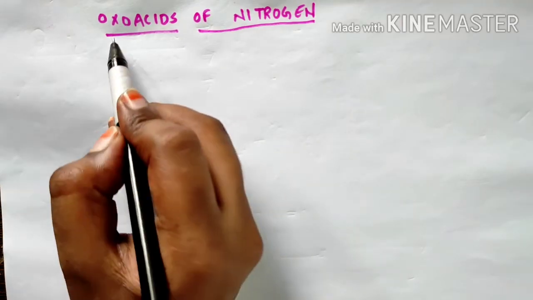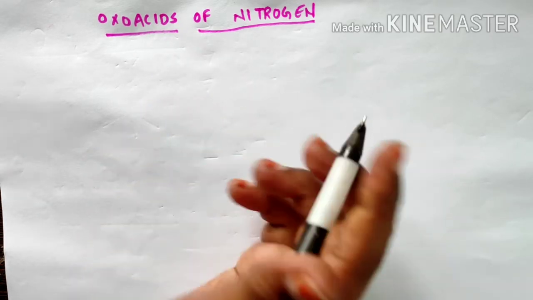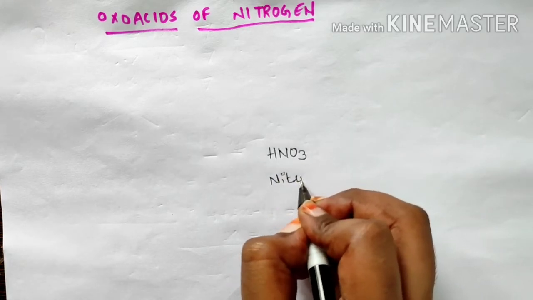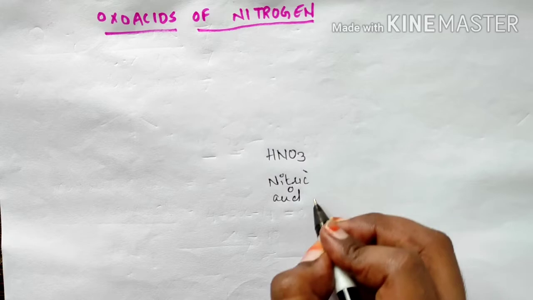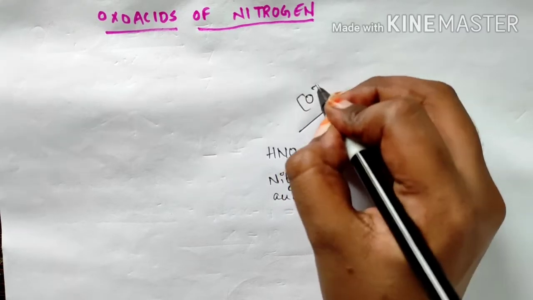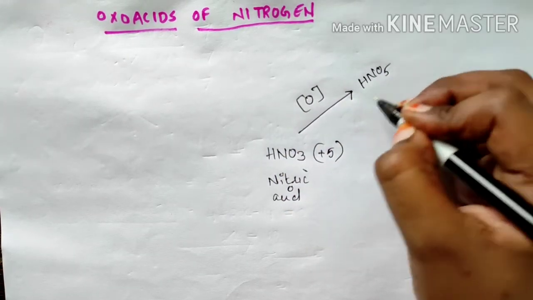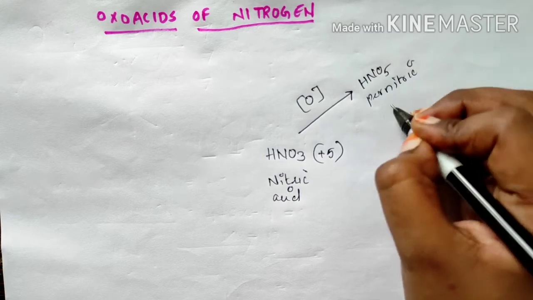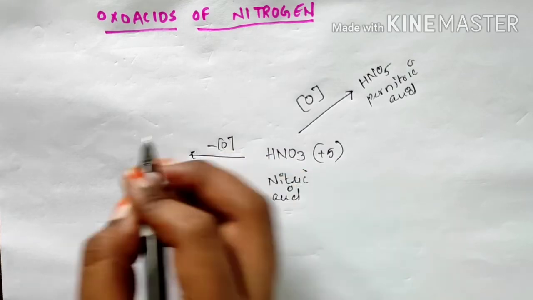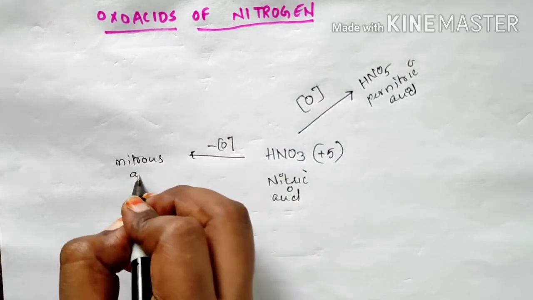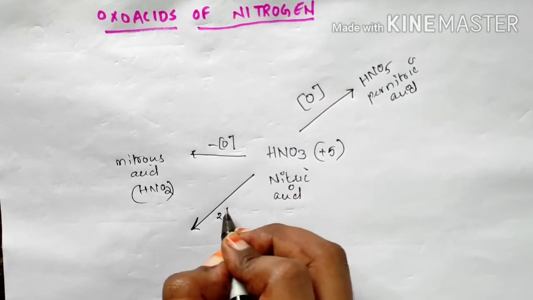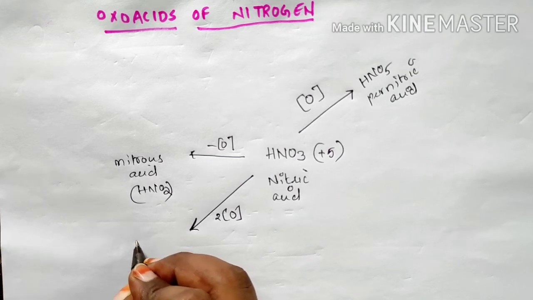Yeah, let's begin oxo acids of nitrogen. These are very few. So let us begin. This is the ic acid, means nitric acid, +5 oxidation state. Now when you add an O molecule to this, you will get pernitric acid. When you remove a molecule of oxygen, you will get nitrous acid. When you remove two oxygens, you will get hyponitrous acid.